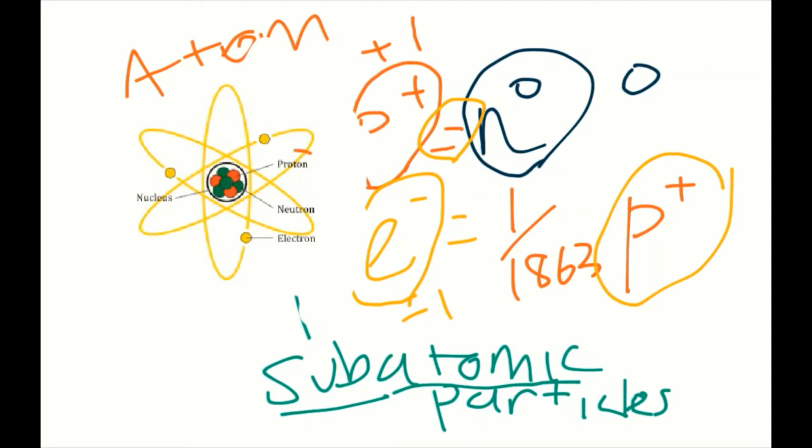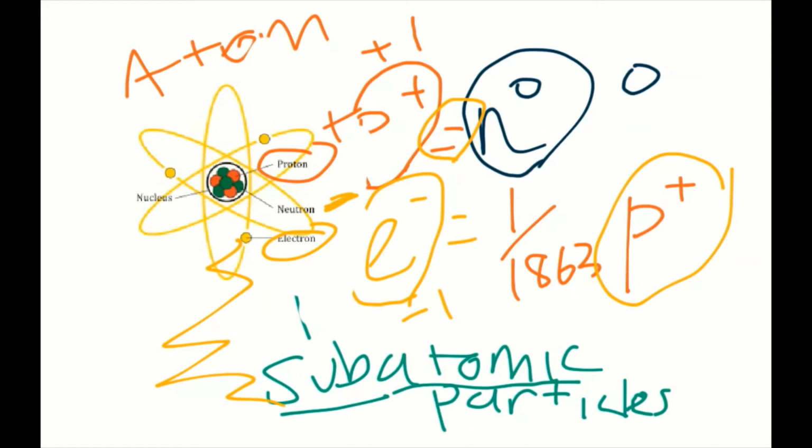The protons, which are positively charged, and the electrons, which are negatively charged, are attracted to each other because they have opposite charges. So that's why the electron doesn't just run away, and instead it likes to stay with the nucleus because there are positively charged protons that it is attracted to.